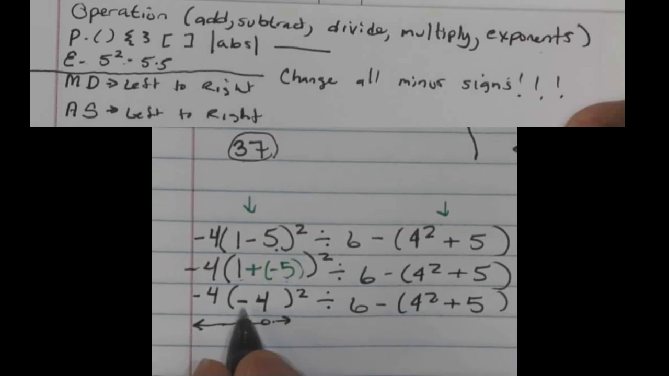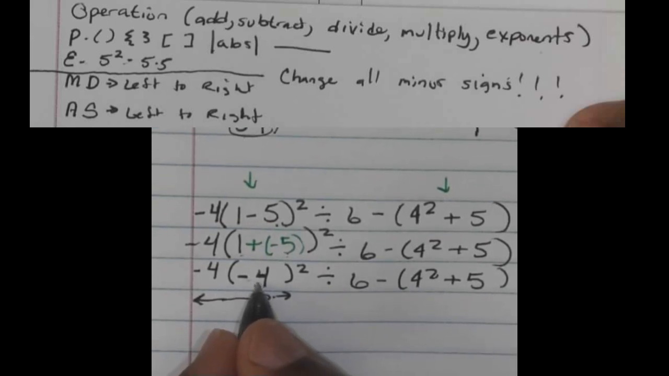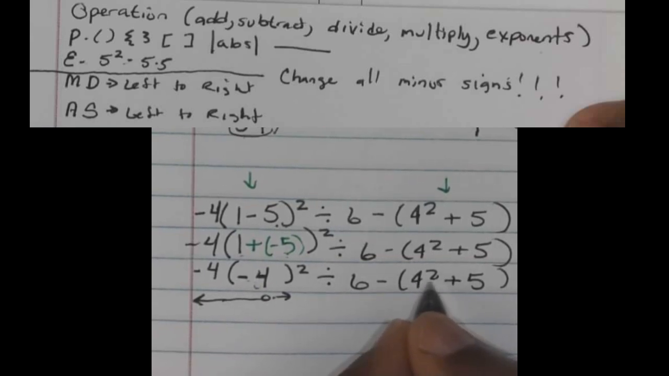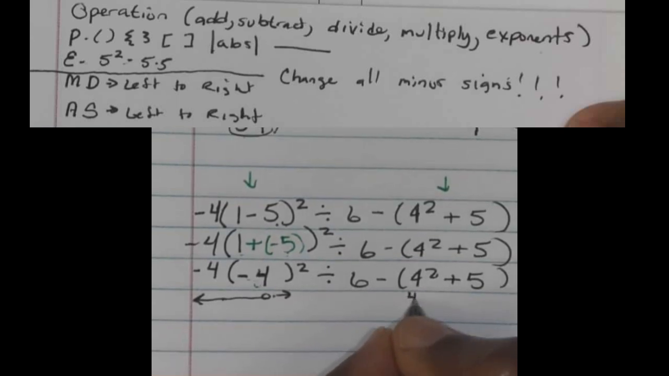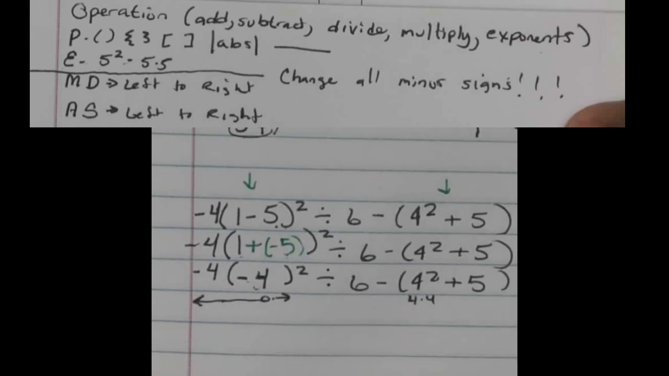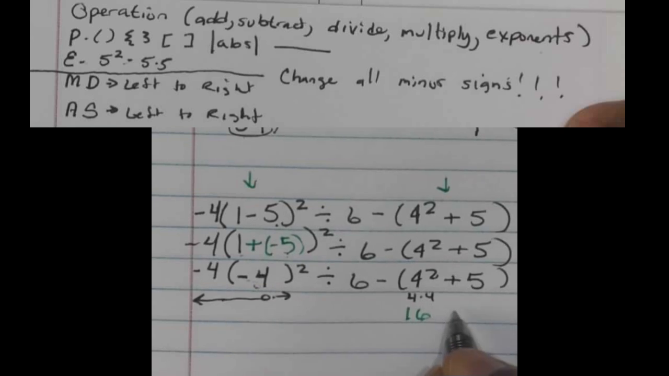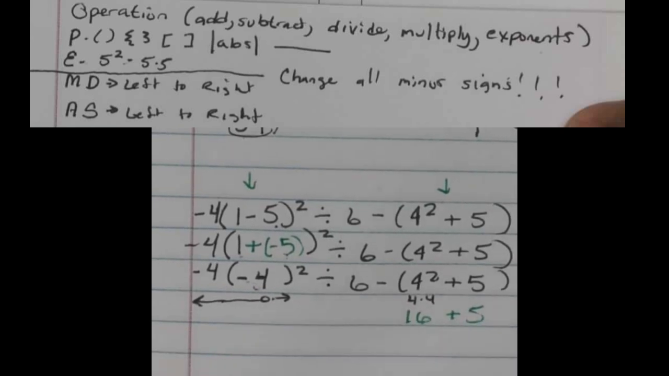All right, now, so we did what's inside that parentheses. How do I know what's left in there? Just a what? Negative 4. Now we come on over here to this parenthesis. What do we do first? Yeah, what's 4 squared? Yeah, because that's 4 times 4. Alright. So we got 16 plus 5.